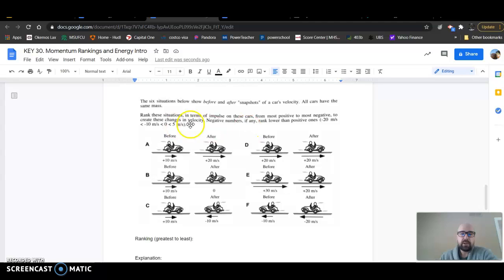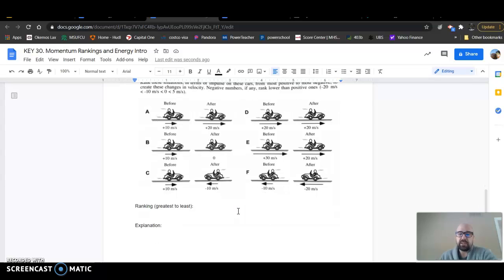That's unnecessary. So here we want to rank them in terms of impulse from most positive to most negative that create the change in velocity. So all cars have the same mass. So what we can look at here for change in momentum is the change in velocity. So here, change in velocity is going to relate to the change in momentum. So the greater velocity change, then the greater momentum change.